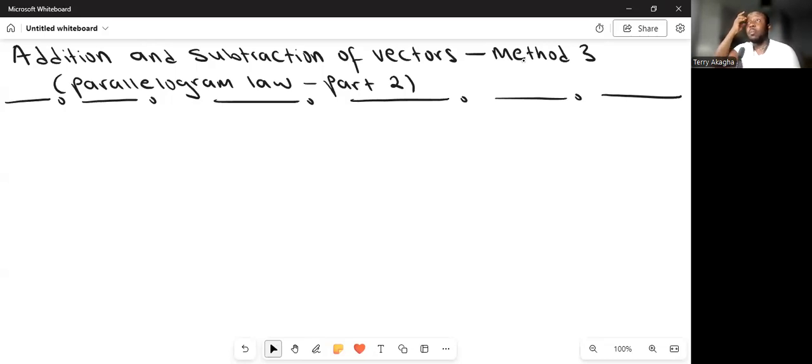We're going to go straight to part 2 of the parallelogram law. We're going to solve an example here. It's very important that you watch the previous video and take note of the formulas, because we're going to apply those formulas here so we can solve. This is going to be a short video. I'm going to pick one example and solve a question, so that we can apply what we've learned in the previous video.